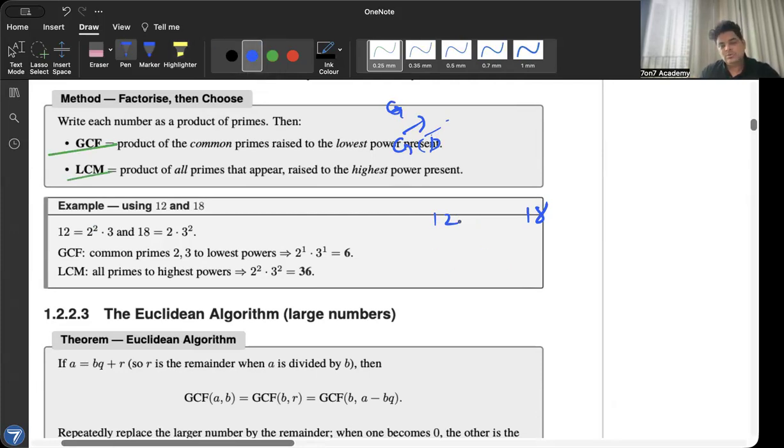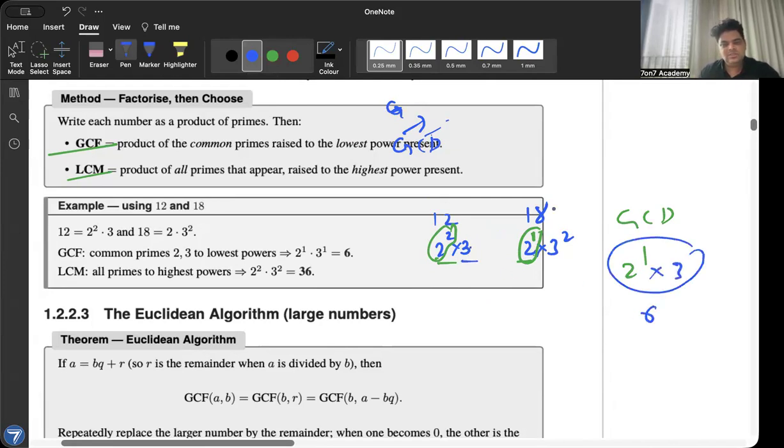So first, always try to convert into prime base. 12 is 2 raised to 2 into 3, and 18 is 2 into 3 raised to 2. When it comes to the GCD, for whatever prime number you have, take the lowest power. The power of 2 here is 2, here is 1, so take 2 raised to 1 only. For 3 also the lowest is 1, so 3. So 6 is the GCD of that.